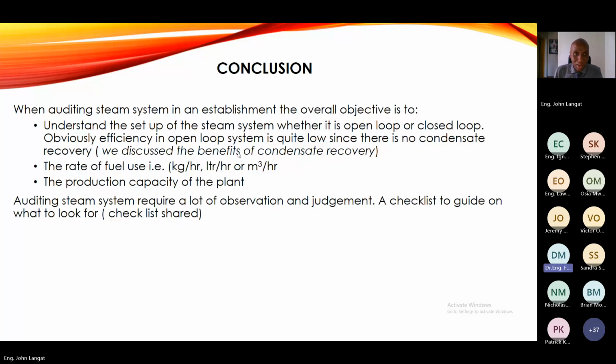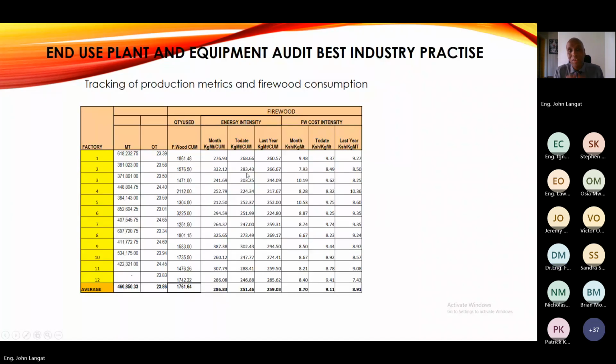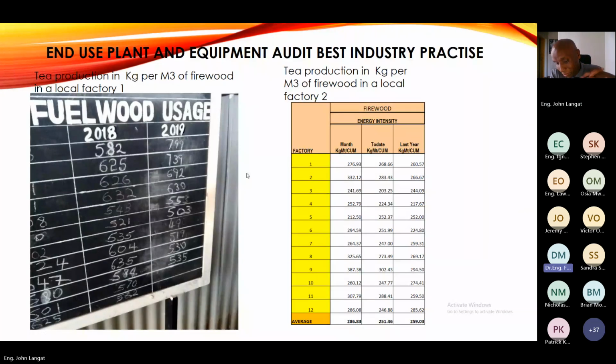Okay, engineer, are you done? Yeah, I'm done. Okay, fine. We welcome questions, comments, clarifications, additions, criticisms from the presentation, which the engineer presented for 2 hours and around 10 minutes. We start with Eustace.